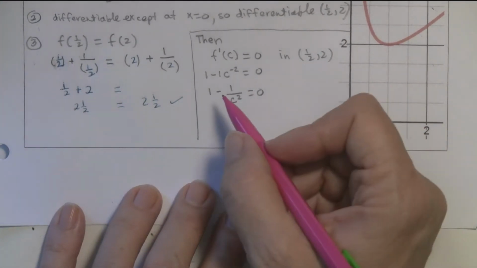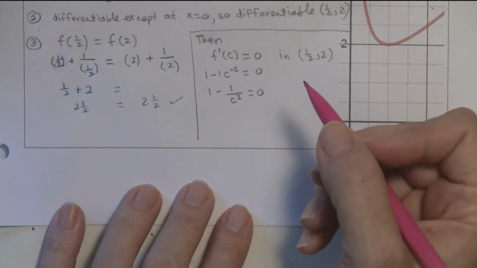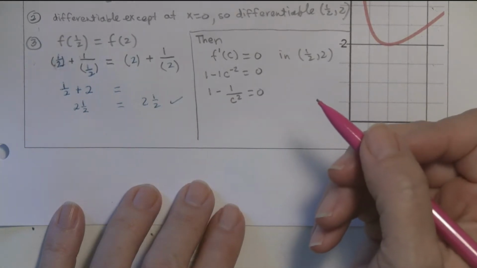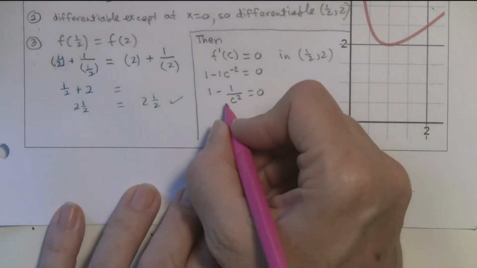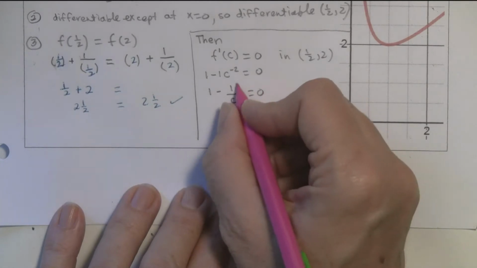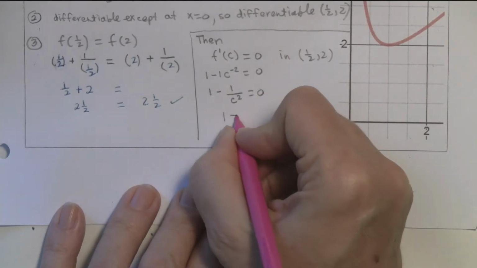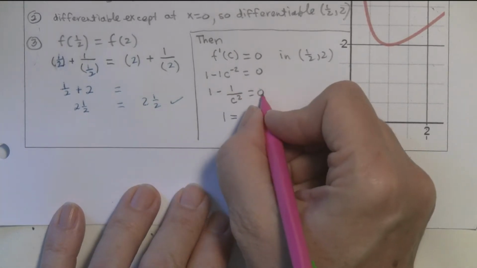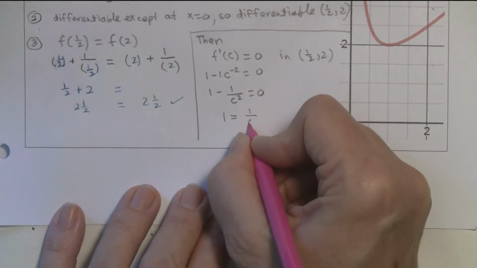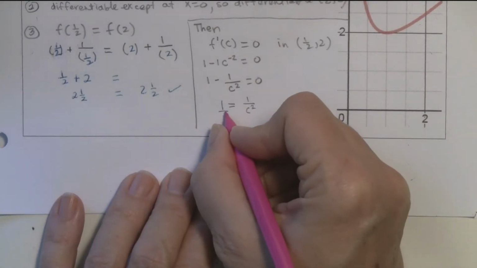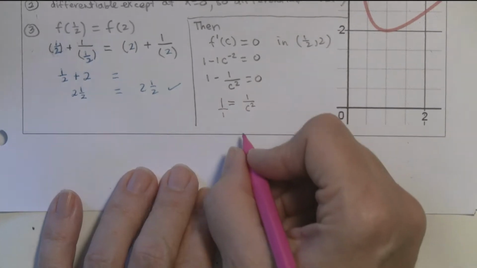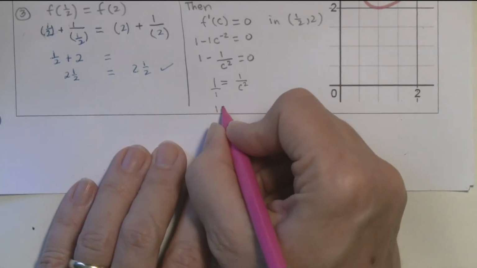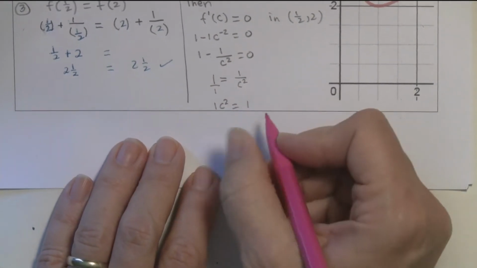It's your choice. Or do you multiply by c squared to clear the fraction? There's choices. I think I will add 1 over c squared. So I get 1 equals, so this was negative, so it's going to be positive over there, 1 over c squared. And then I think I am going to cross multiply, crisscross applesauce, right? So this is 1c squared equals 1.